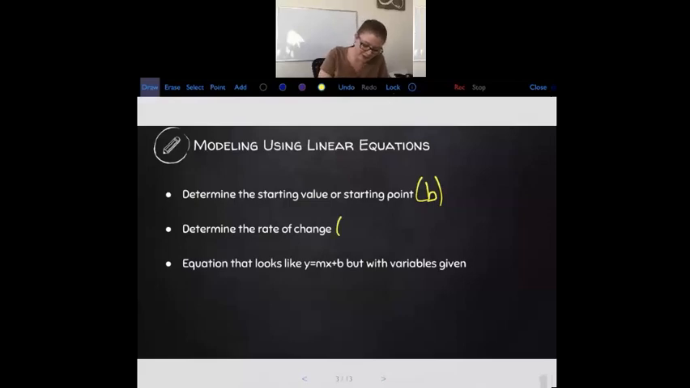Determine the rate of change, this would be considered our slope, and then the equation that you'll write would look like y equals mx plus b with whatever variables are given. So sometimes they'll have you use p or v or y, but essentially the same thing is happening. You're determining the starting point and you're determining whatever's changing. Keep in mind, if it's increasing, it's positive. If it's decreasing, it's negative.